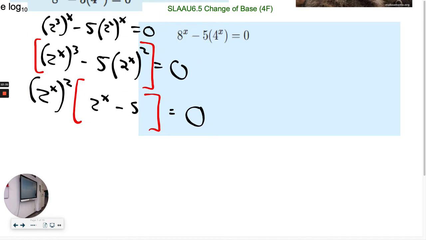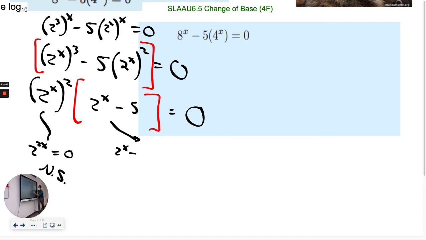So you've played this game before, right? If two things multiplied together equals 0, either this is 0 or that's 0. This one can't really be 0, right? I've got 2's, I'm multiplying bunches of them together, positive. When you get 0, you don't. So there's no solution attached to this one. But this one might have a solution.